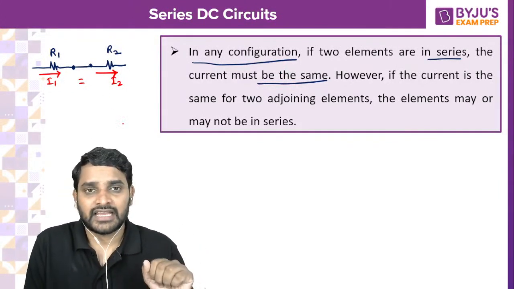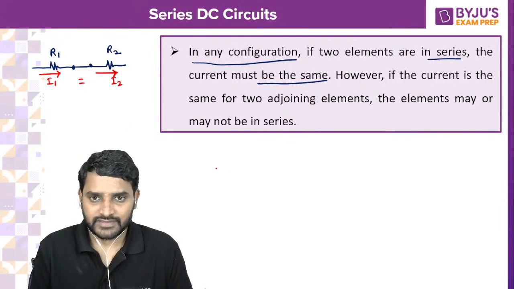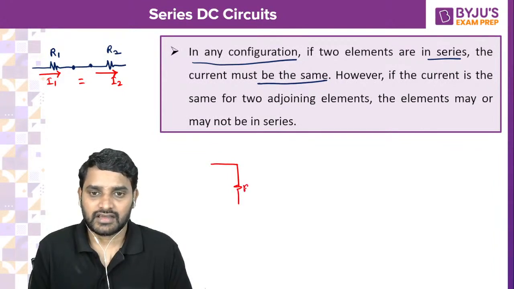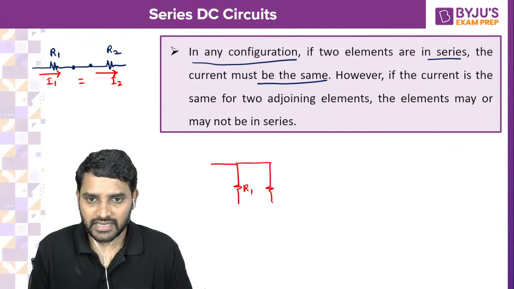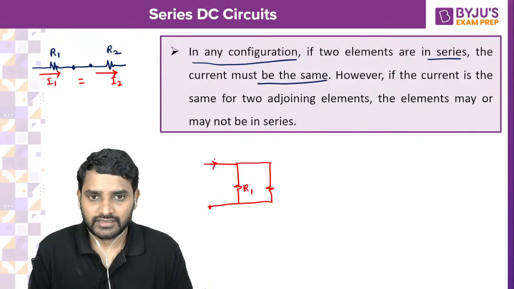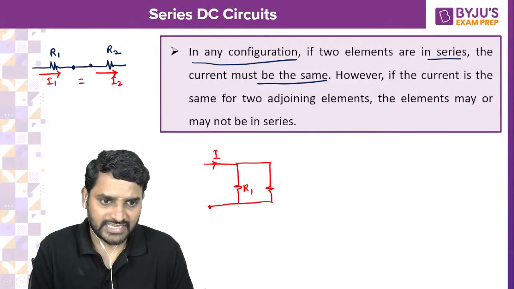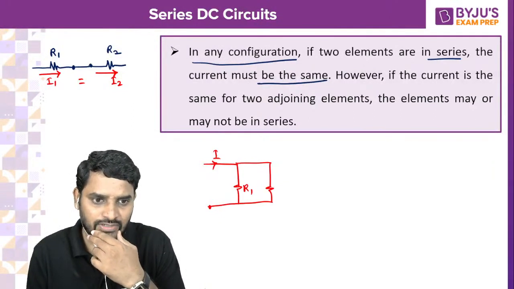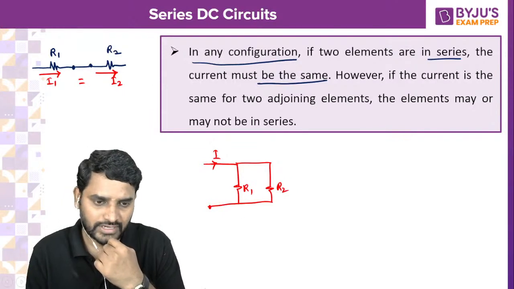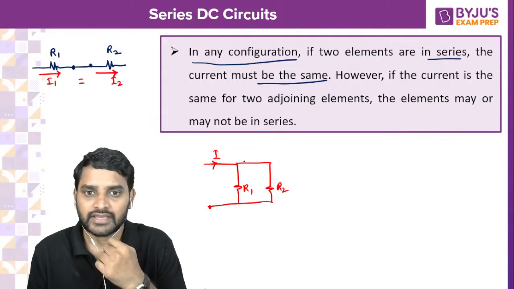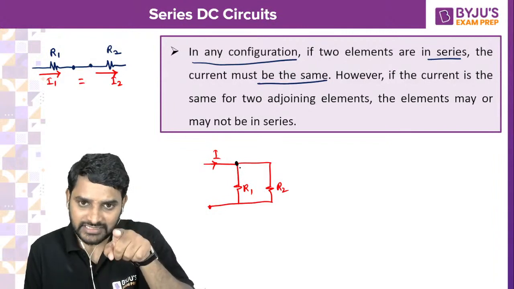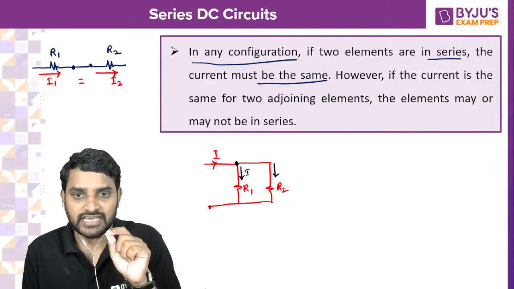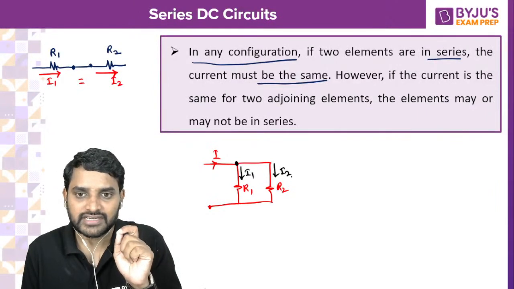Yes, that is fine. But there is another chance also like this. If I have a resistance R1 and a resistance R2 like this, some amount of current I is entering. This I is going to divide, entering at this junction, and some of the current will flow through R1, some through R2. So I call this current I1 and this current I2.